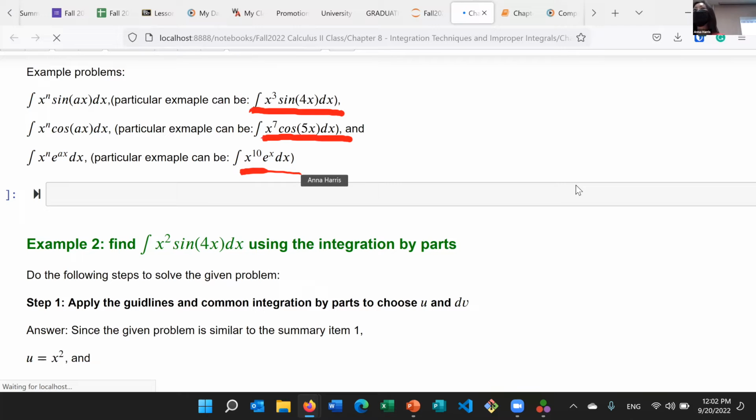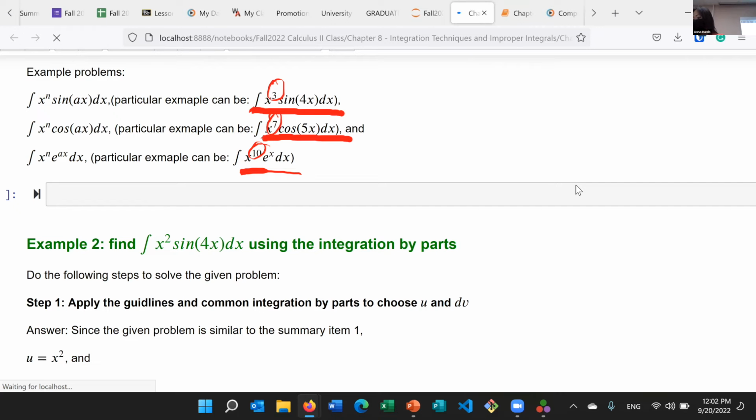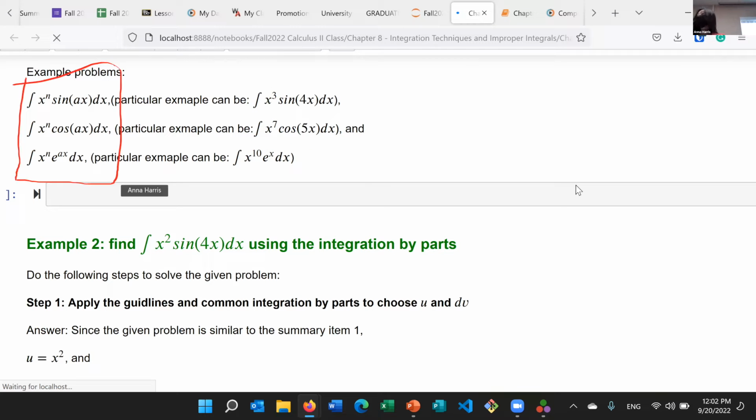In this kind of problem, if I do integration by parts, because it has many powers, you have to do integration by parts like 3 times, or 7 times, or 10 times. Are you with me? I don't want to do that many integration by parts. So we actually figured out the formula. If you have a setting like this, we can just use the formula, the tabular method. So let's look at the example.